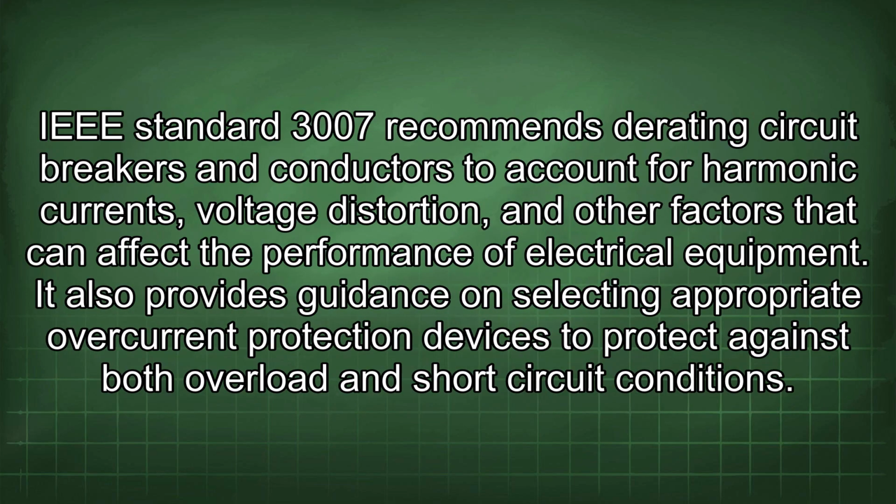IEEE Standard 3007 recommends derating circuit breakers and conductors to account for harmonic currents, voltage distortion, and other factors that can affect the performance of electrical equipment. It also provides guidance on selecting appropriate overcurrent protection devices to protect against both overload and short-circuit conditions.